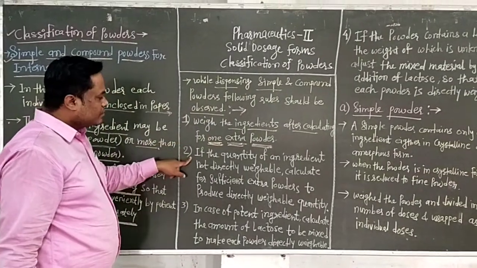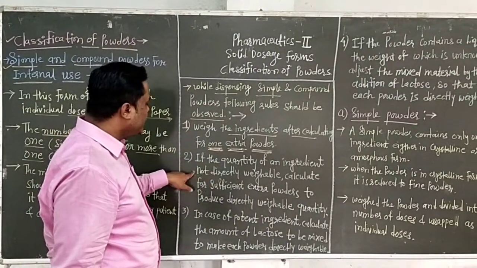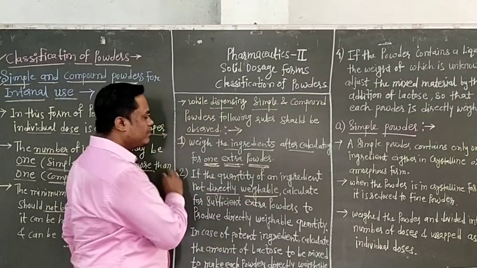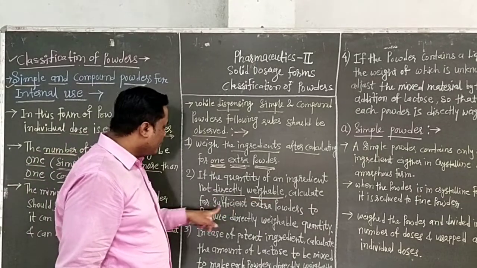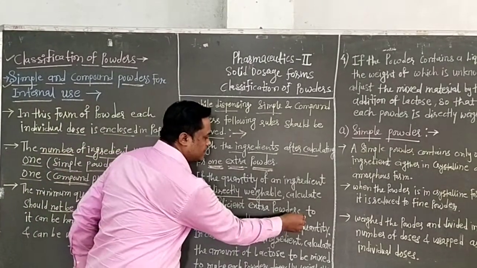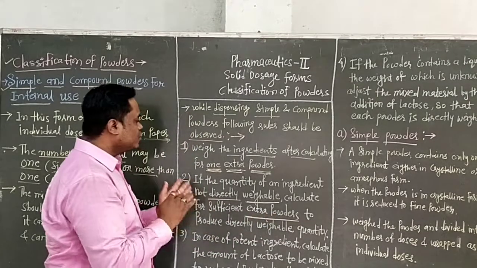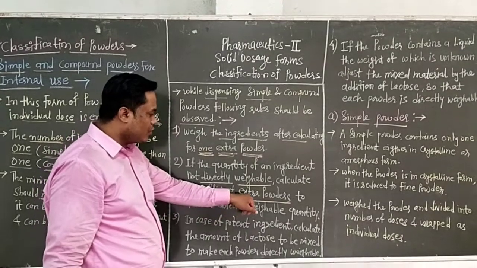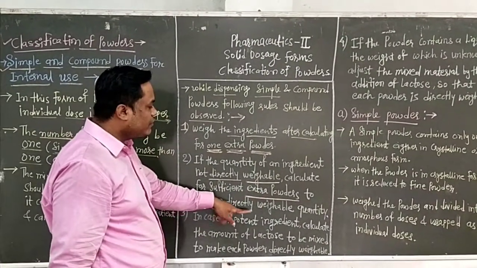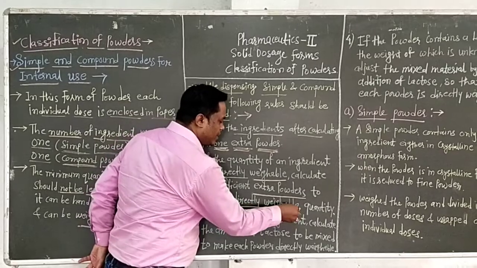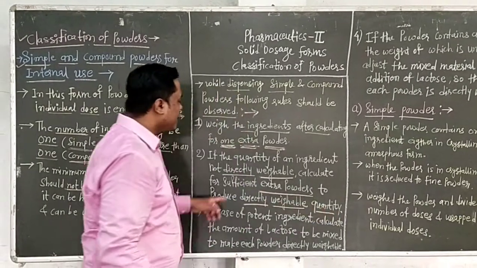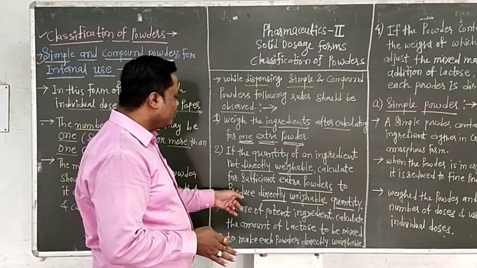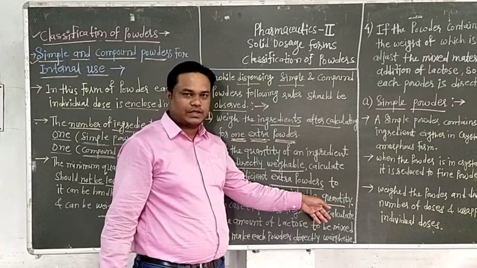Then second, if the quantity of an ingredient is not directly weighable, then calculate for sufficient extra powders to produce a directly weighable quantity. If the quantity is very small, then calculate for extra powders, so that it is weighable on the weighing balance.